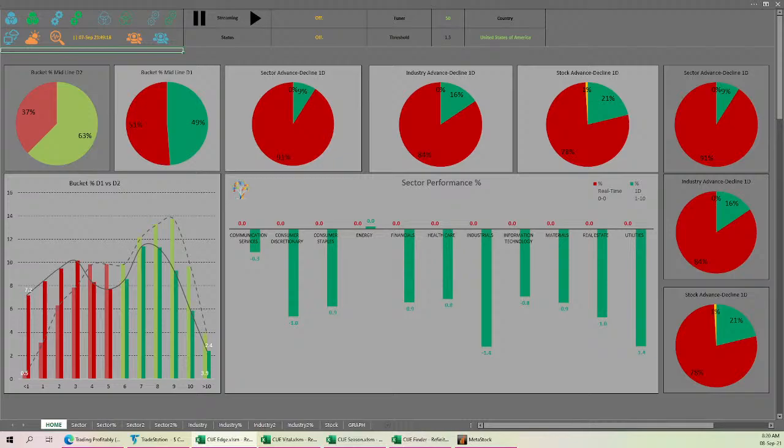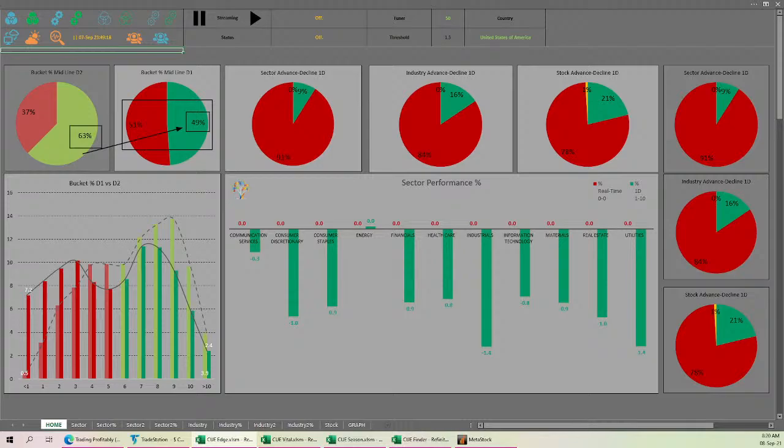If we look at the bucket analysis, then we see it is balanced, almost at the 50% level. 49% of stocks of S&P 1500 are above their mid Bollinger Band. So from a bucket analysis perspective, the market is neutral. 1 day earlier, that percentage was 63. So from 63 percent, it dropped to 49%. Not a very large drop, a modest drop.